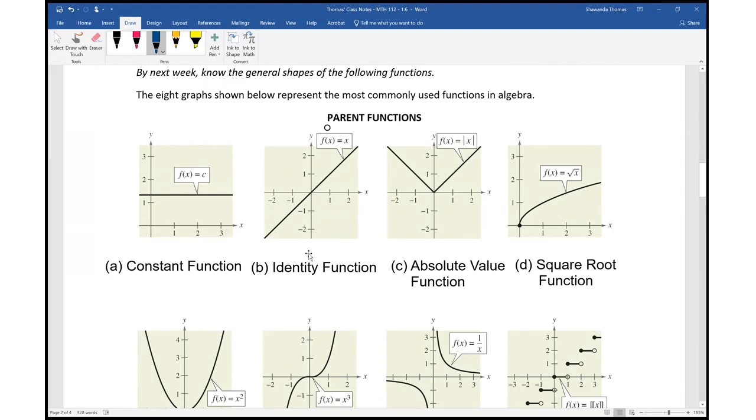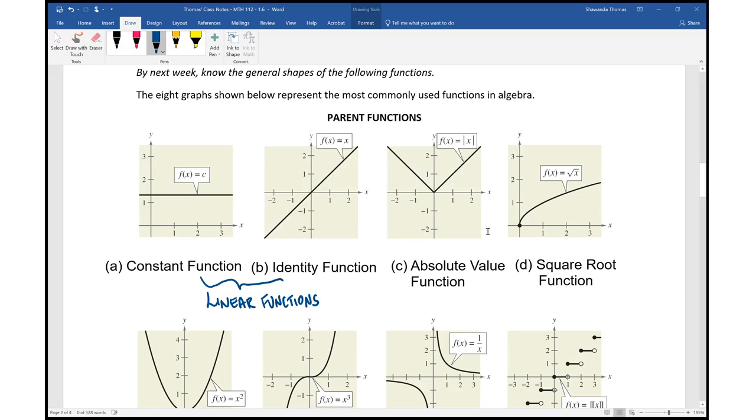The next one is the identity function. It is f of x equals x. So whatever x is, it will be your y. For example, this point right here is 1, 1. This point right here is 2, 2. That's called the identity function. Now both of these functions here are linear functions. So the broad term will be linear functions, but those are just some unique linear functions: the constant function and the identity function.